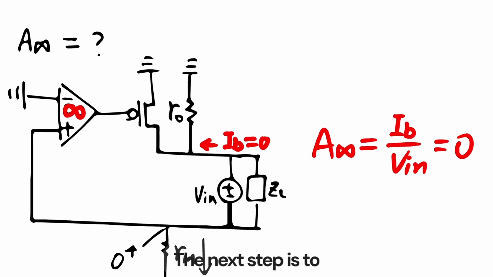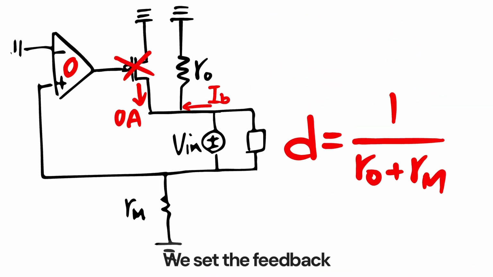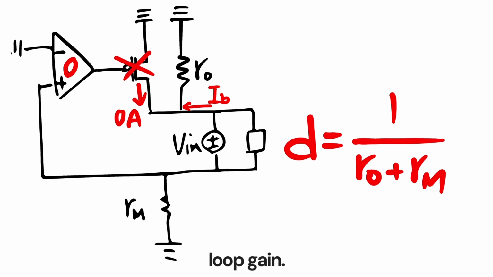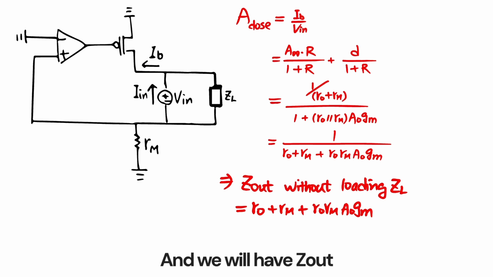The next step is to calculate D. We set the feedback amplifier gain as 0. This gives us a result of D factor as 1 over Ro plus Rm. The next step is to use the return ratio, A infinite and D to calculate the closed-loop gain. And we will have Zout. It is interesting to know that whether you use a voltage source or a current source to calculate the port impedance, the output impedances are all the same.